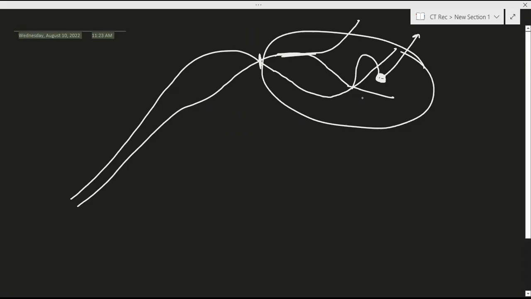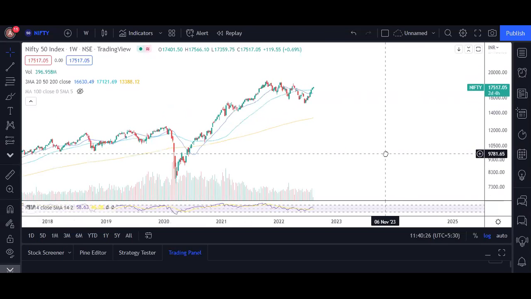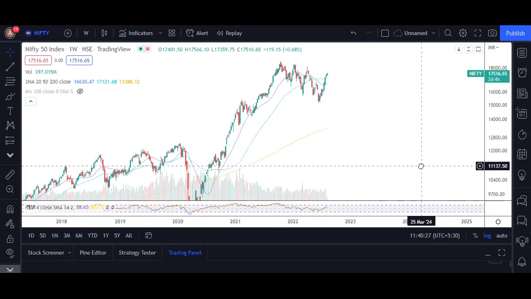Now I've told you about these structures and possibilities. Let's look at a few examples on the screen, basically on Nifty itself. So let's look at the weekly chart of Nifty. We are in a similar kind of situation right now as I discussed earlier. We are in the retest zone.